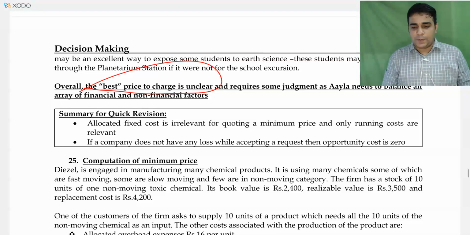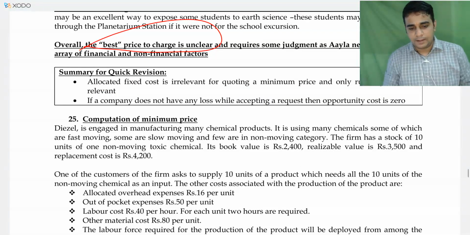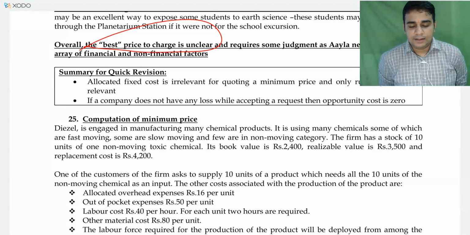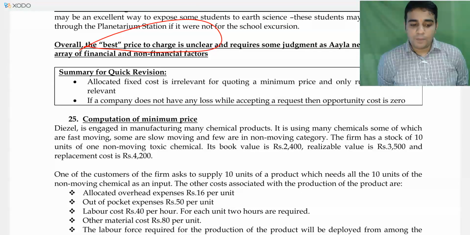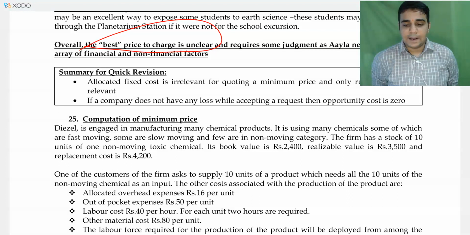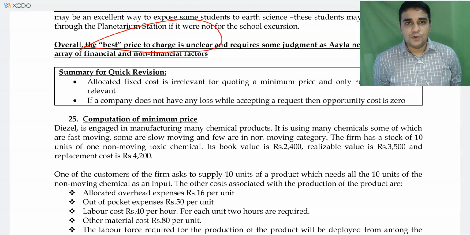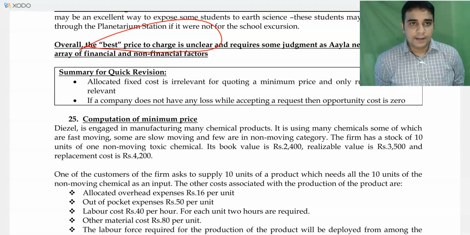Let's come to question 25. Question 25. Diesel is engaged in manufacturing many chemical products. It is using many chemicals, some of which are fast moving, some are slow moving, and few are in non-moving category. Firm has a stock of 10 units.